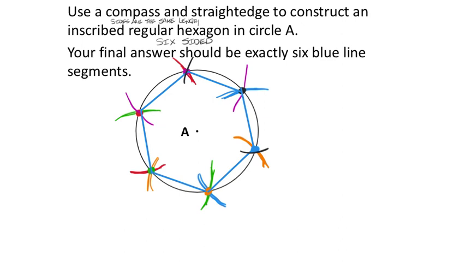I think later on we're going to do a square, but that's at least how you would start with a hexagon. That's probably the easiest shape to inscribe inside a circle.